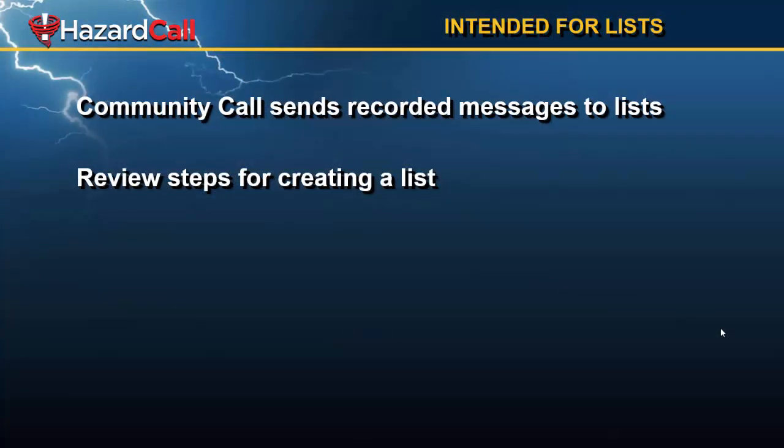So one of the things that you're going to need to be able to do if you do use Community Call is create a list first of residents who you want to send these recorded messages to. That way you're not sending it out to everybody, just a targeted group. If you have not reviewed the video that we made about lists, go back and check for that on our resource page and refresh yourself, or just get in touch with us and we can help walk you through setting up the list that you need.